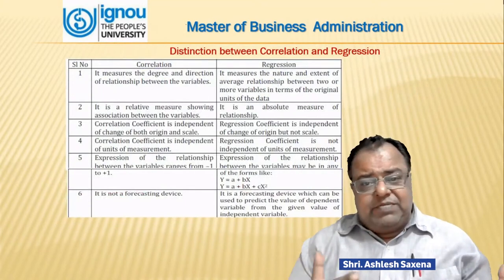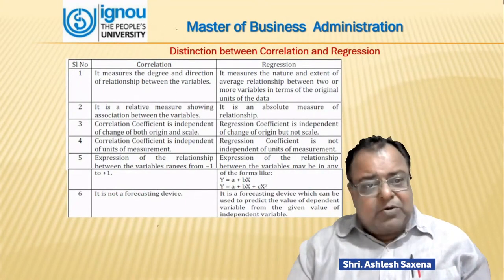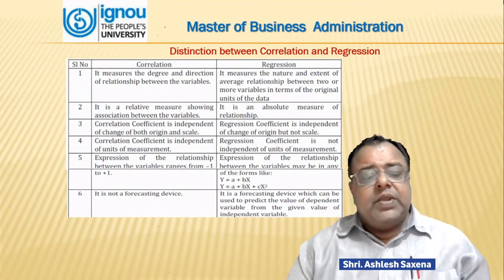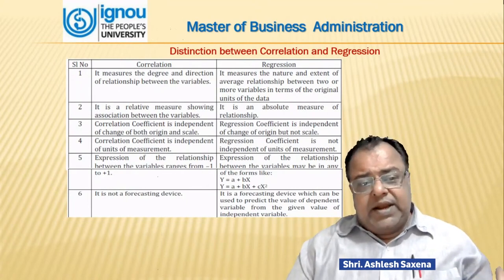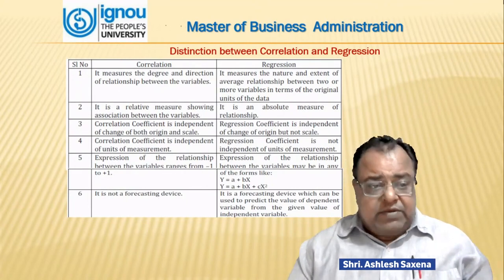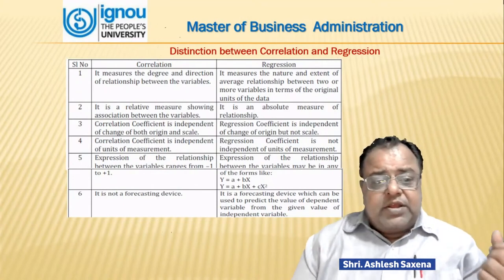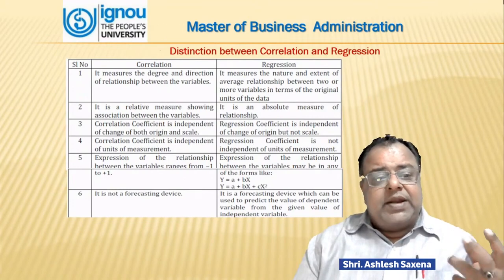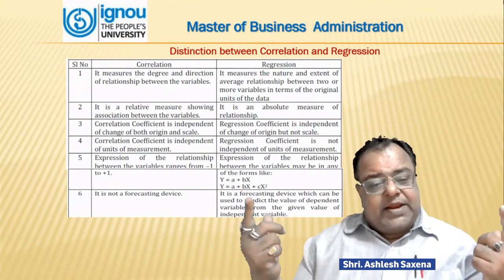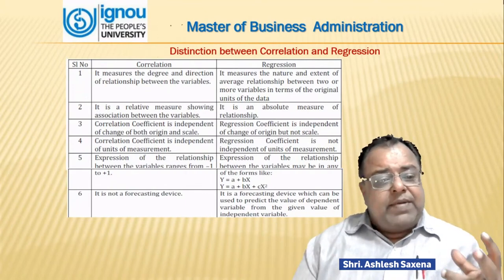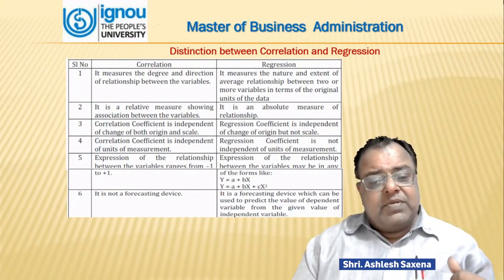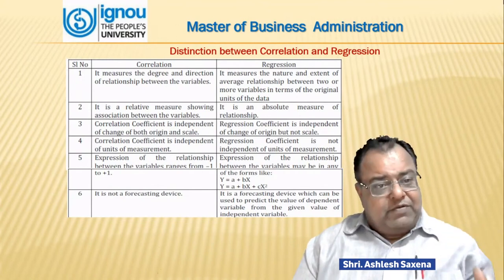What is the difference between correlation and regression? We have heard these two terms, correlation and regression. Now we will see what is the difference between these two. As far as correlation is concerned, it measures the degree and direction of relationship between the variables. It is a relative measure showing the association between the variables. The correlation coefficient is independent of change of both origin and scale. It is independent of the unit of measurement. Expression of the relationship between the variables ranges from -1 to +1, and it is not a forecasting device.